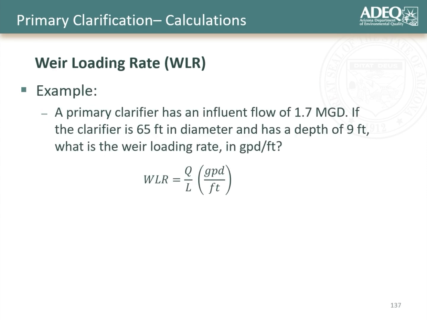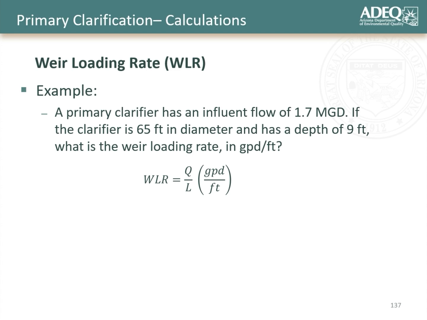So let's walk through an example of a weir loading rate calculation. You have a primary clarifier that has an influent flow of 1.7 million gallons per day. If the clarifier is 65 feet in diameter and has a depth of 9 feet, what is the weir loading rate in gallons per day per foot? So there's our equation, the weir loading rate, which is the flow in gallons per day divided by the length of weir in feet. Now you notice the depth is not in the equation, so we can actually ignore that detail. We're just going to focus on the flow and the length of the weir.